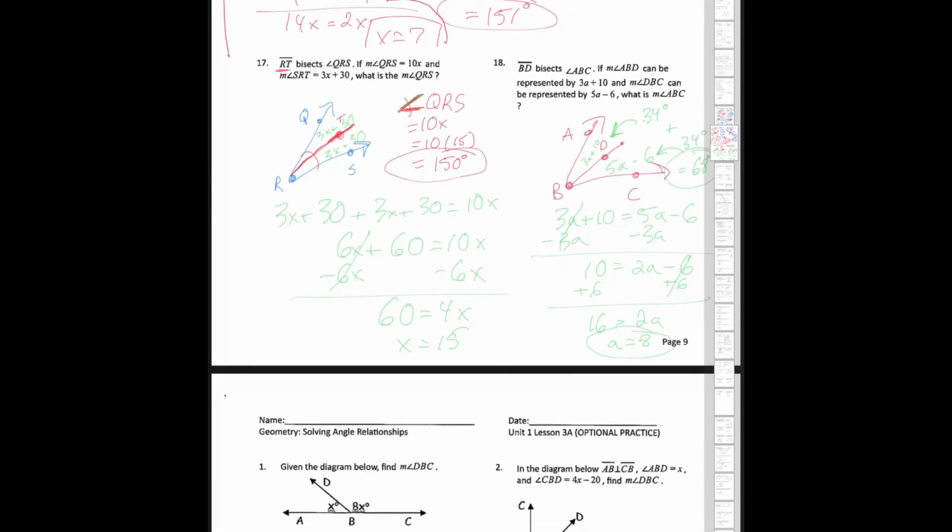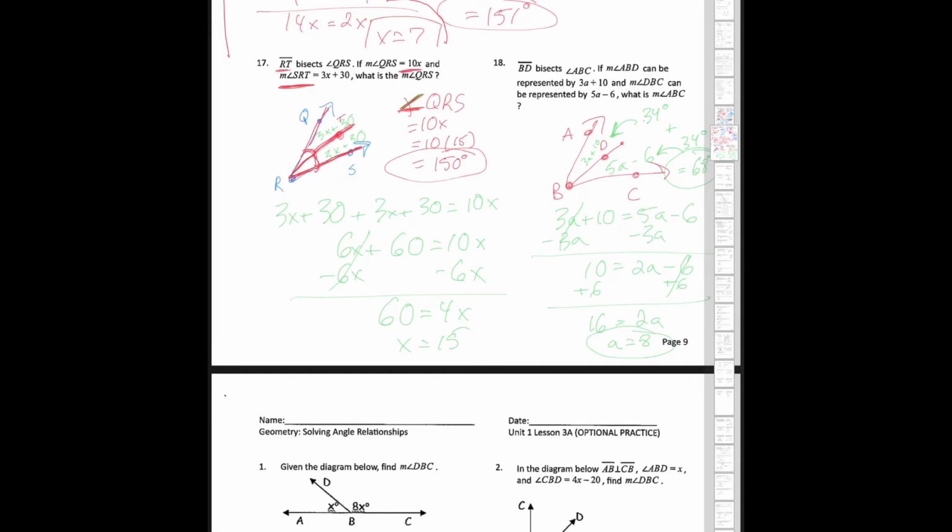Number 17, we have an angle bisector. So ray RT bisects angle QRS. If angle QRS equals 10x and SRT equals 3x plus 30, what is the measurement of angle QRS? Bisector means that we have two congruent angles created based off of that bisector. So if this one, angle SRT, is 3x plus 30, that would be this one here, then this one would have to be the same thing as well. So they're both 3x plus 30.